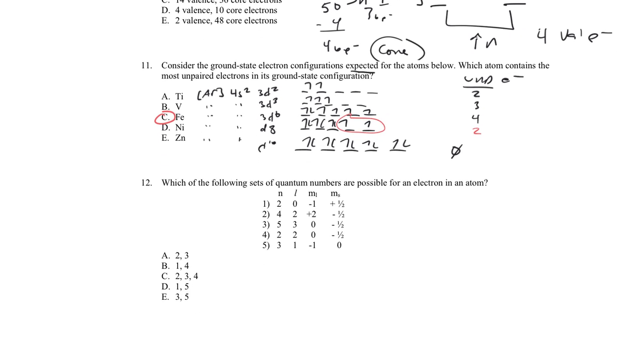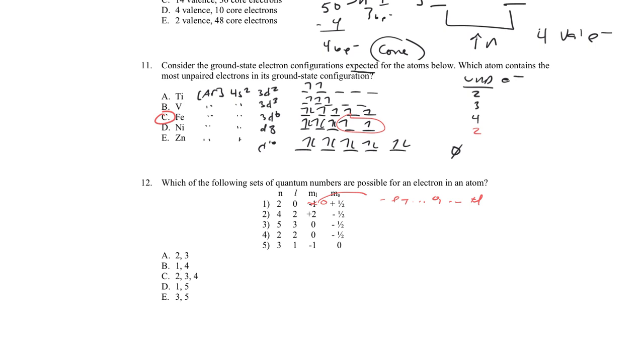Then the last question of this activity, or this quiz, is which of the following sets of quantum numbers are possible for an electron in an atom? So this is basically saying which of these is a legal or allowed set of quantum numbers. If we look at the first set, 2, 0, and m sub l of minus 1, and then plus a half, everything's good here except for the m sub l. The m sub l ranges from minus l to 0 to plus l, all integers between. And if l is 0, the only possible m sub l is 0.